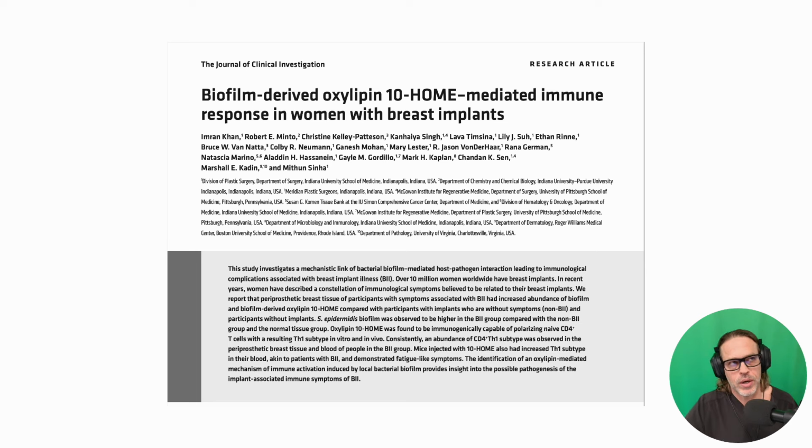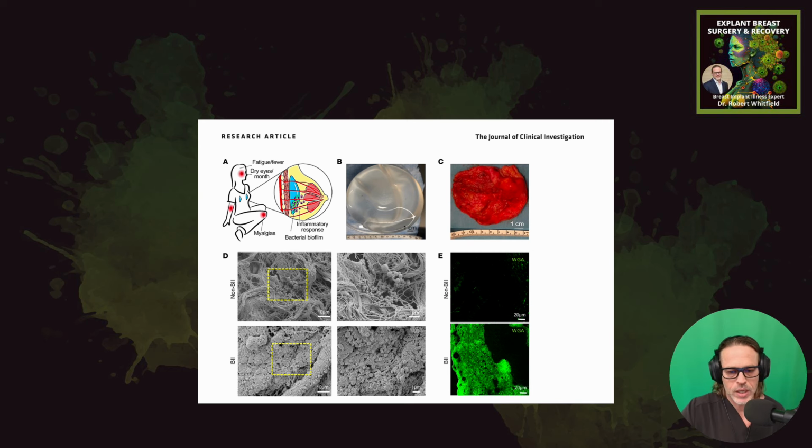It's going to show us one mechanism of action when bacteria can attach to the surface of an implant. Here's an implant. Here's the capsule. And here are some special photographs that show the bacteria forming a biofilm on the implant. This is a fluorescent photograph of the same thing.